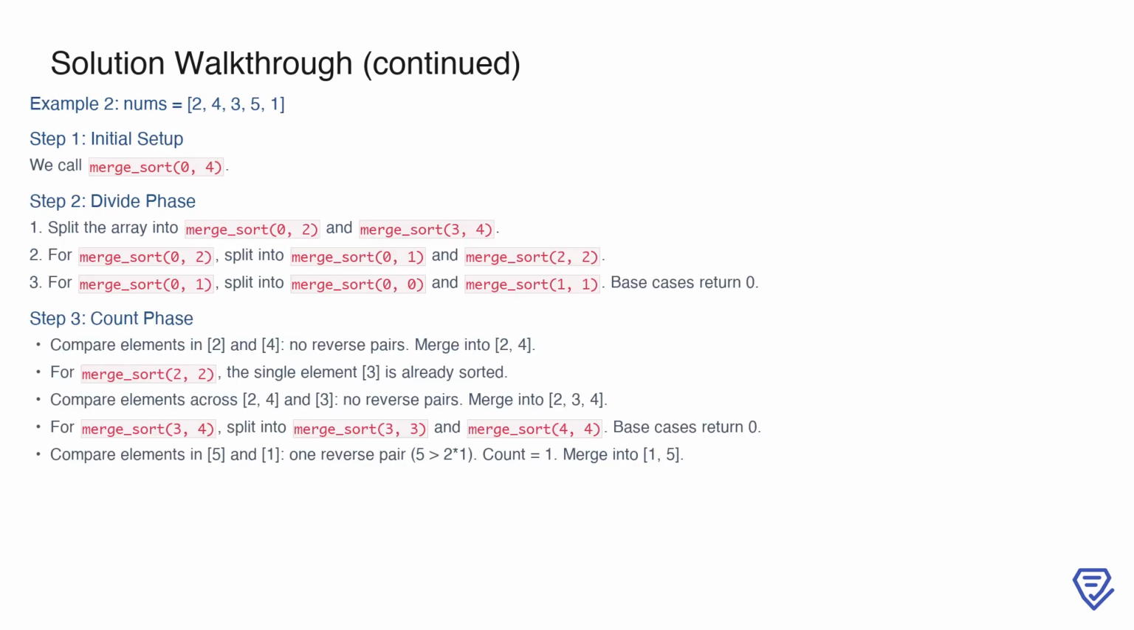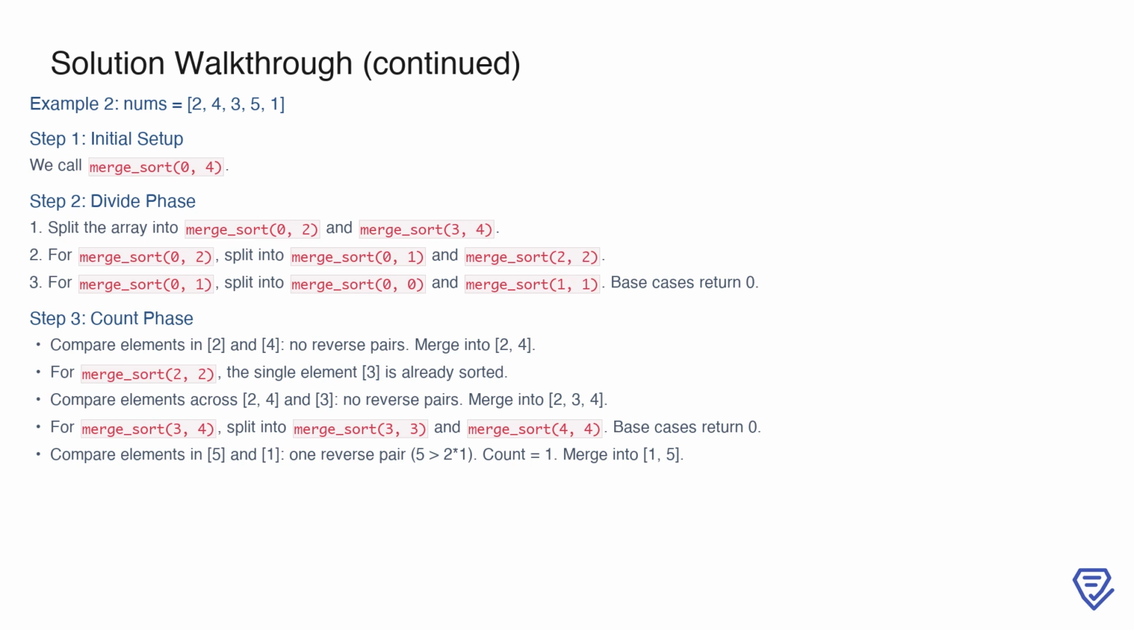For the second example, the array is 2, 4, 3, 5, 1. As before, we begin by calling merge sort on the full range, from index 0 to 4, and split the array into two halves, indices 0 to 2 and 3 to 4. For the first half, we divide it into 0 to 1 and 2 to 2, and further split 0 to 1 into 0 to 0 and 1 to 1. Both are base cases, so we return 0.